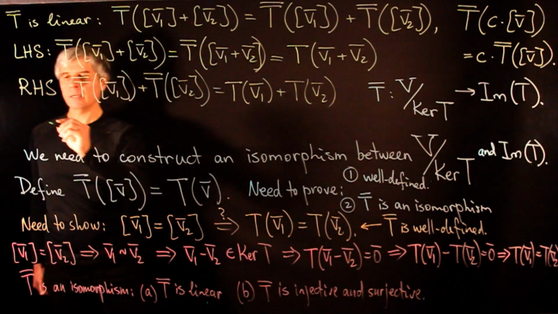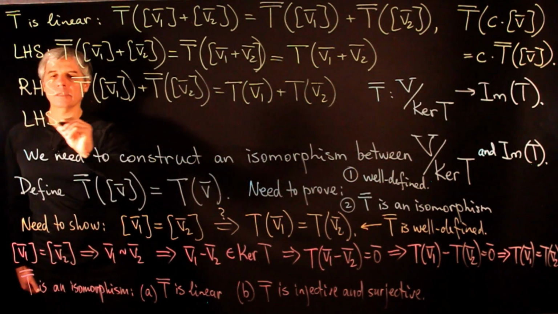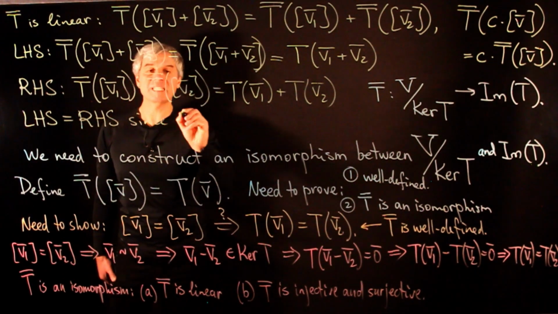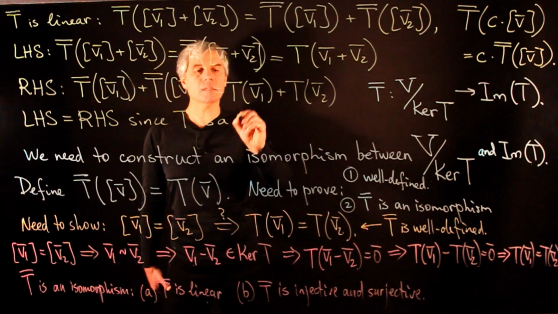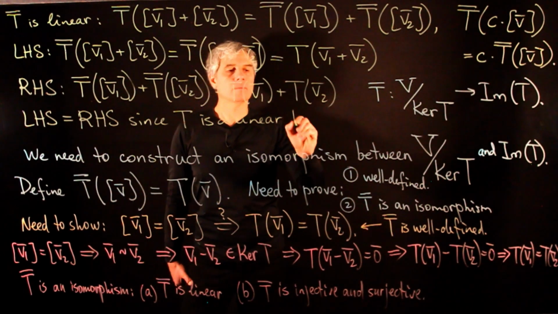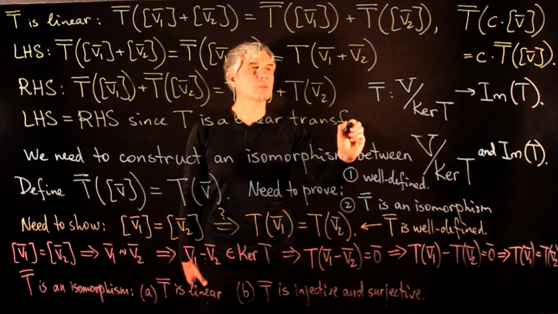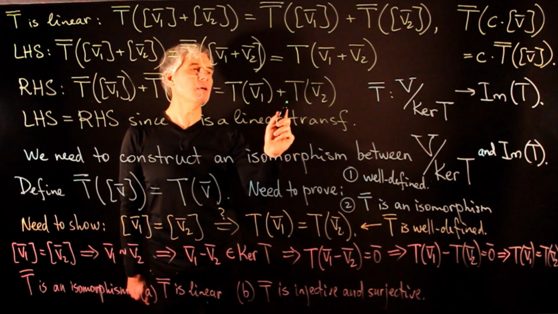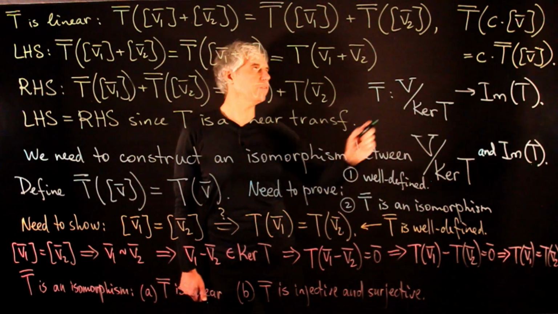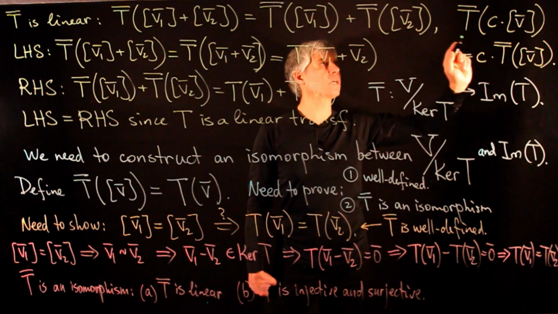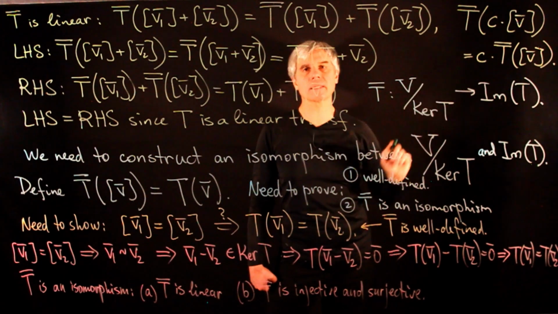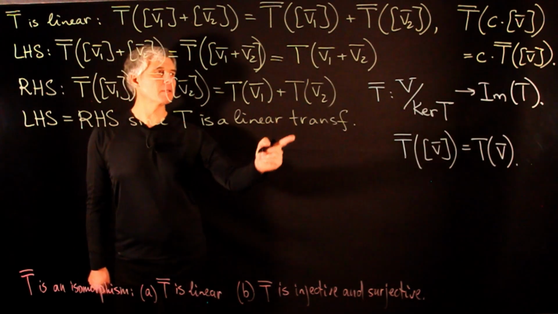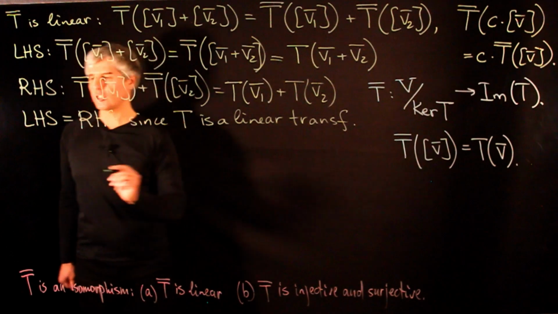And we see that the left-hand side is equal to the right-hand side, since T is a linear transformation. So here we get that T of v1 plus v2 is equal to T of v1 plus T of v2. And I leave verification of the second property of linearity for T bar as an exercise for you. Now we need to prove that T bar is surjective and injective.